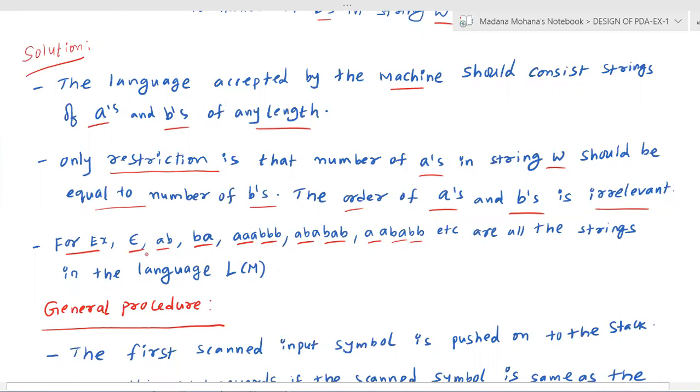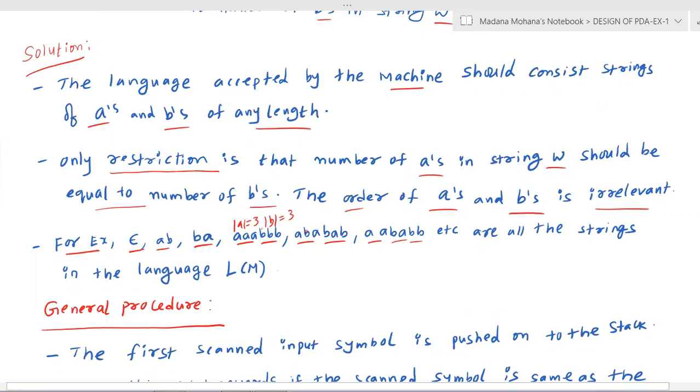So every string you can observe the condition. Null, by default, is allowed. Now ab: the number of a's is 1 and the number of b's is 1, so the number of a's equals the number of b's. Then ba: the number of b's is 1, the number of a's is 1, so both are equal. Now in this you can observe three a's and three b's. So |a| = 3 and |b| = 3. That means the number of a's is 3 and the number of b's is 3. Therefore, the number of a's equals the number of b's. So this condition needs to be satisfied.